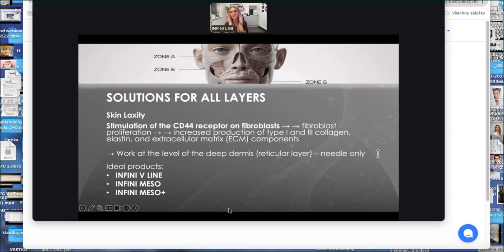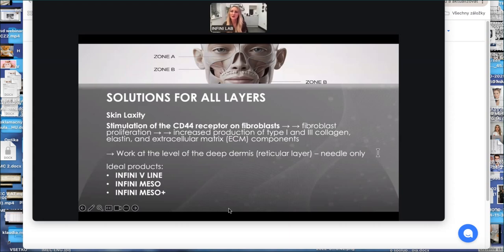And when we talk about skin laxity, one thing is very important. Of course, like I mentioned before, we must work at the level of the fibroblast. CD44 is our main receptor, and only fragments of hyaluronic acid are able to unlock it. Okay? And once this receptor is activated, the fibroblasts start to behave like perfectly programmed young cells, proliferation increases, and the production of type 1 and type 3 collagen also increases.